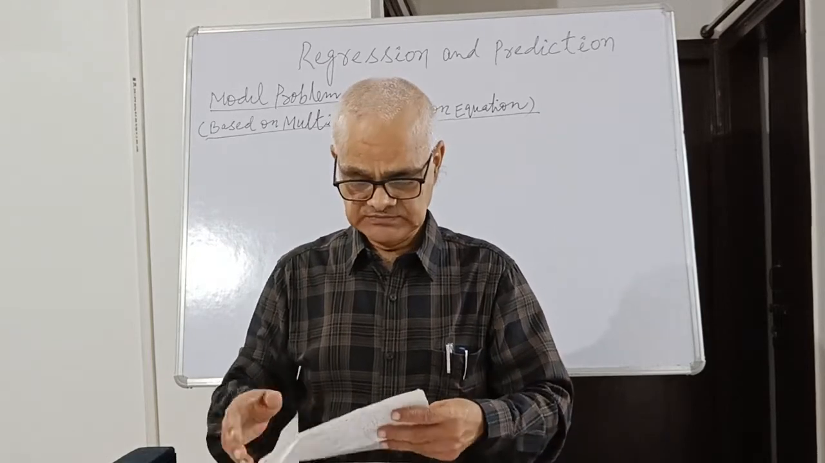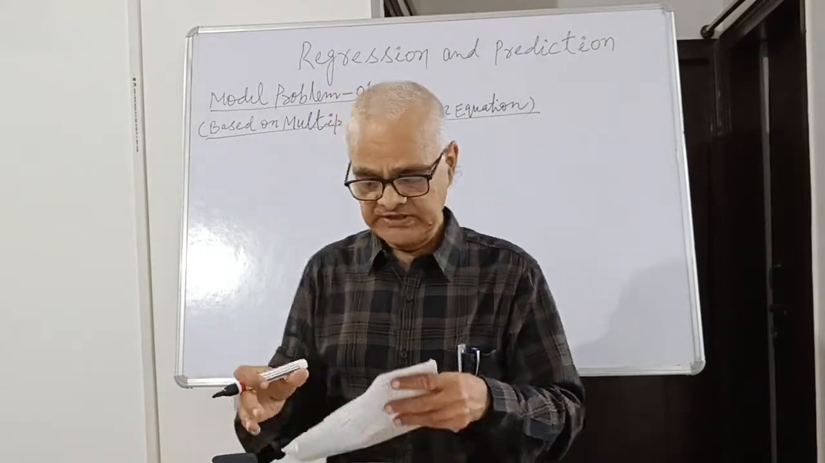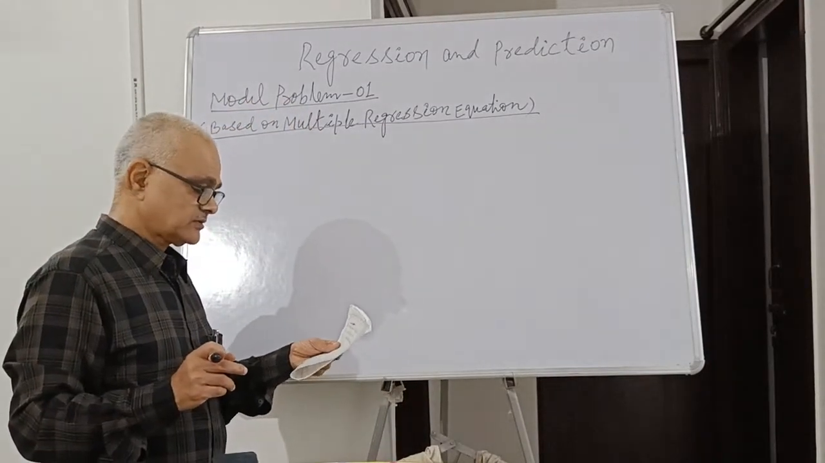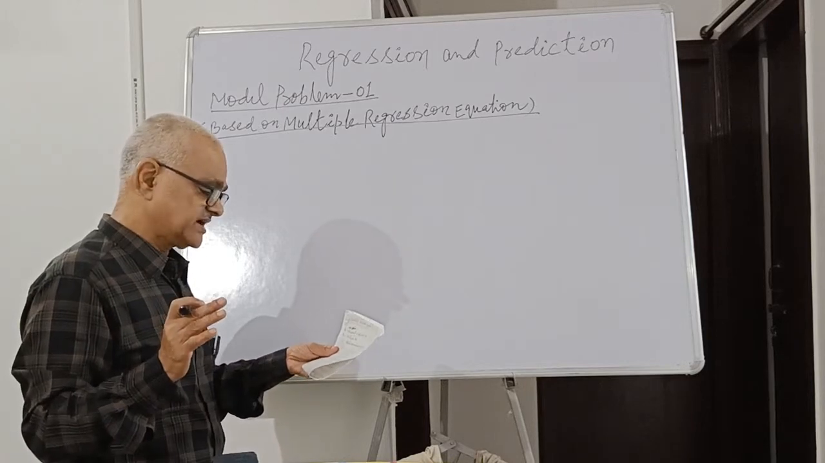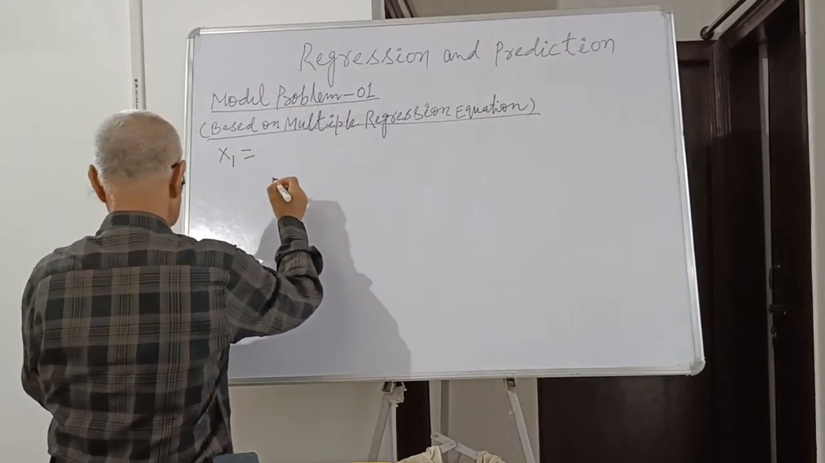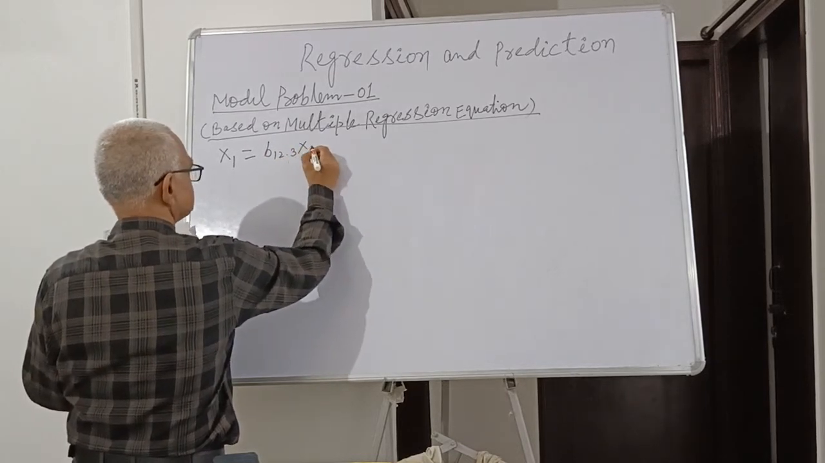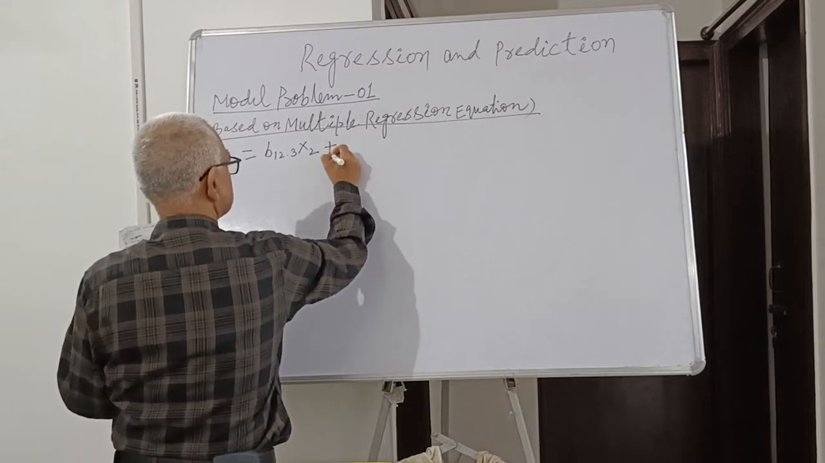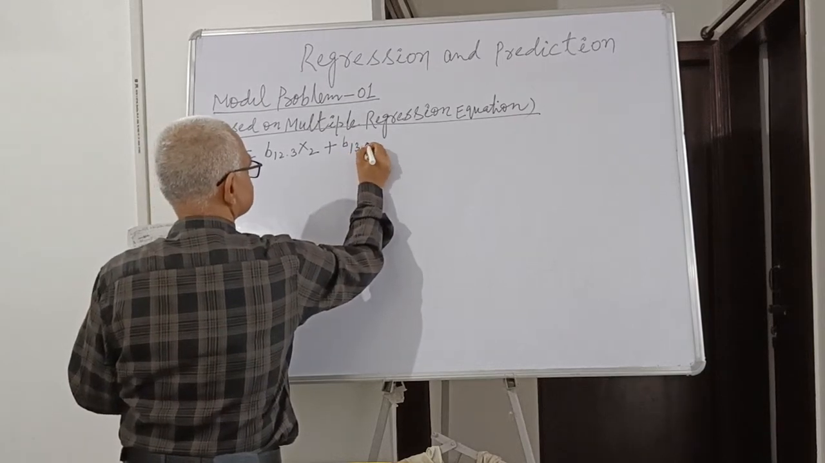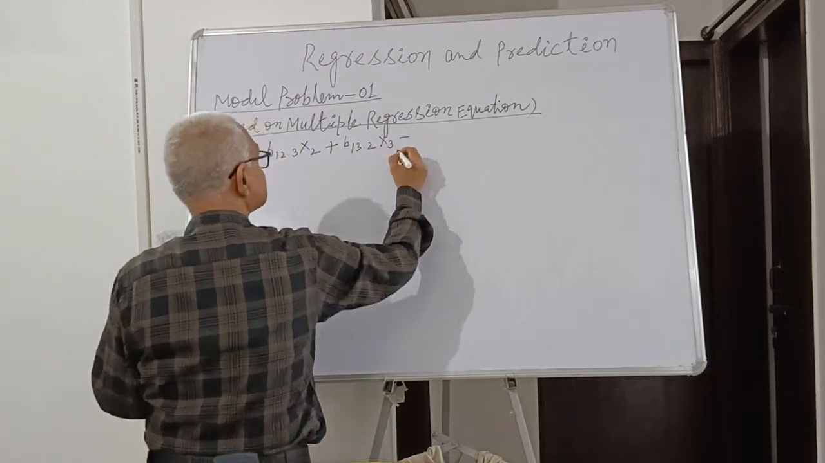The values are given. As we know, when we have to frame a multiple regression equation where x1 is the dependent variable and x2, x3 are independent variables, it is like this: x1 is equal to b12.3 x2. In the previous lecture also we discussed this and wrote it. From there you can pick b13.2, and here x3, is equal to, and plus k.